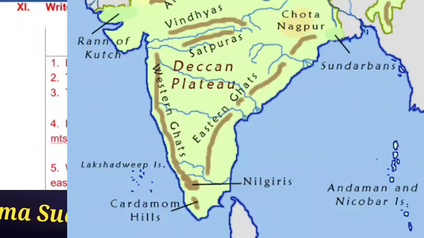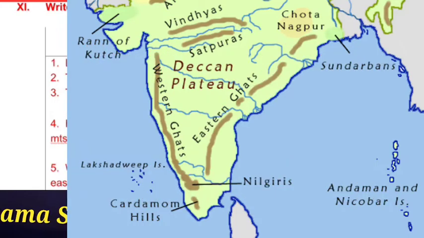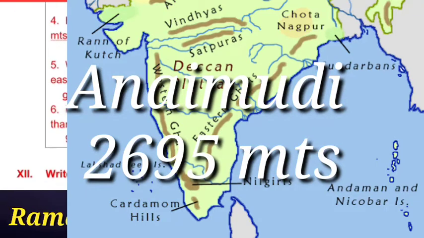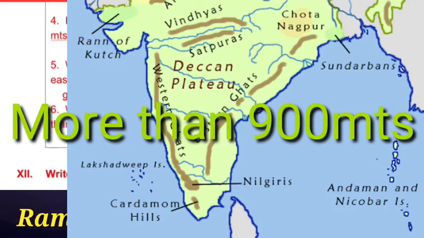Now we'll discuss the difference between the Western Ghats and the Eastern Ghats. The Western Ghats are located on the west coast of India. They are less wide. They are unbroken, meaning continuous hills. The highest peak in the Western Ghats is Anaimudi, 2695 meters. The Western Ghats are higher than the Eastern Ghats, exceeding 900 meters.